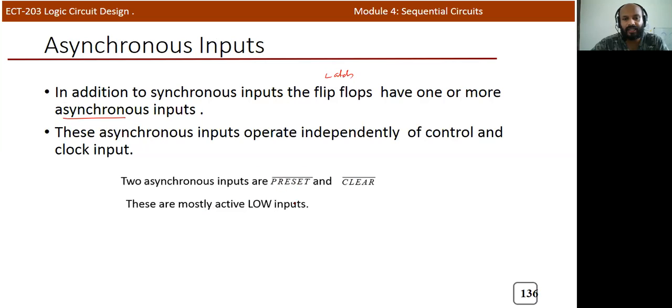Normally, preset and clear are active low signals. There can be active high preset and clear also, but in most practical applications they use preset and clear as active low inputs. So as a general case, we will consider preset and clear as active low signals in the following explanation.